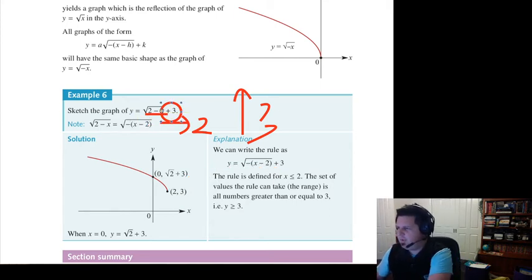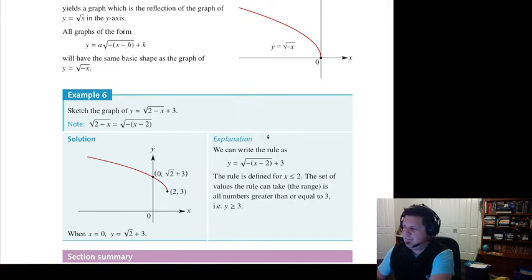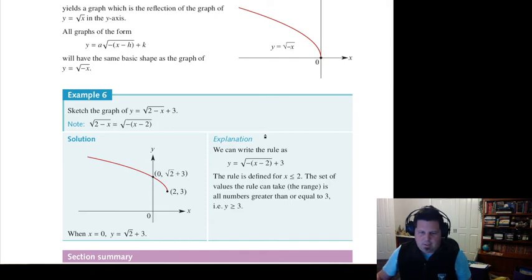Thinking logically as well, you can see that this one is not going to go through the x-axis, so there's no point trying to find the x-intercept, but you can see it goes through the y-axis. Yep, so you need to make x equal to 0, plug x equals 0 into here, square root of 2 take away 0 is the square root of 2 plus 3 as the solution there.